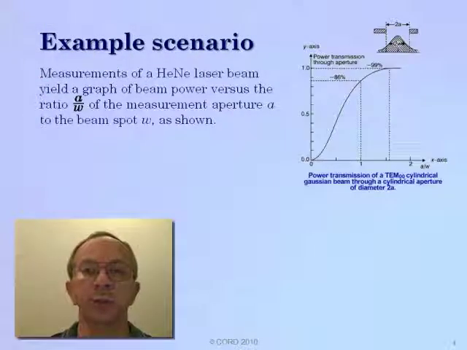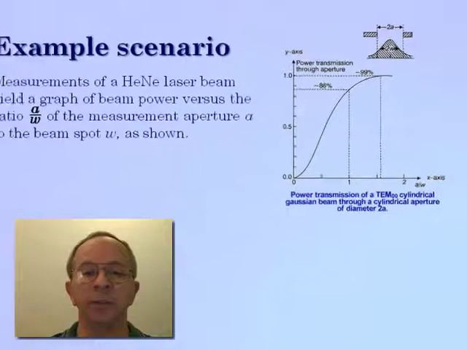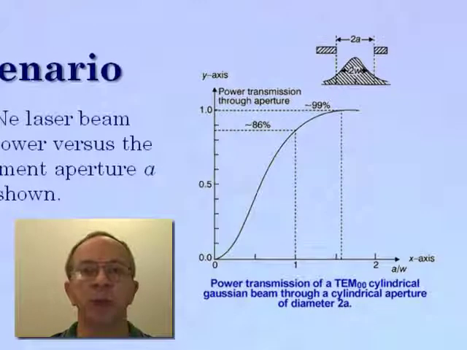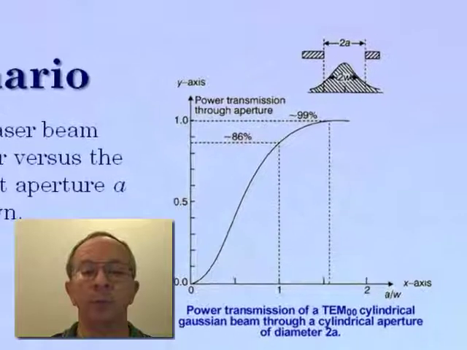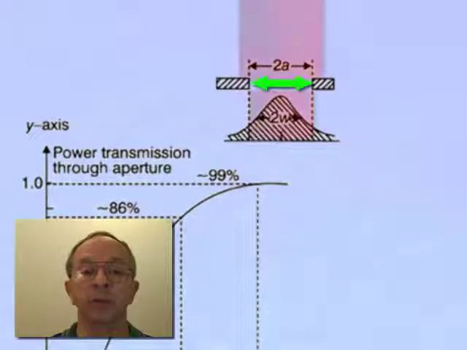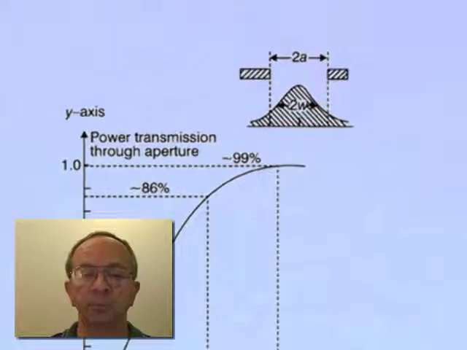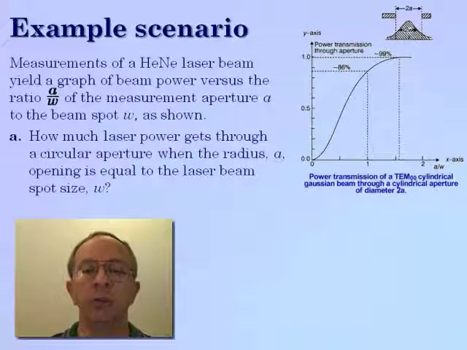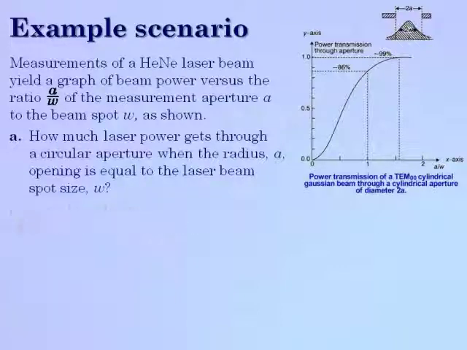Here's an example scenario that you may encounter as a photonics technician. You have a graph of the beam power versus the ratio A over W, which is the measurement of the size of the aperture the beam is passing through, to the beam spot size, W, as shown here. And you may have to know how much laser power gets through a circular aperture when that radius A equals the beam spot width. In other words, A over W is equal to 1.